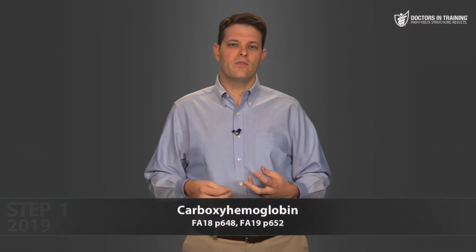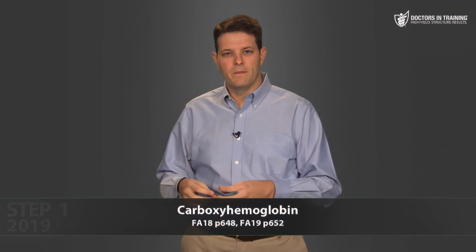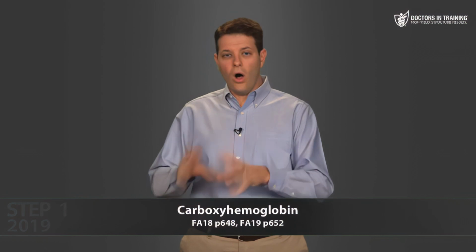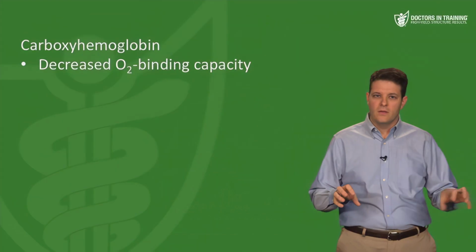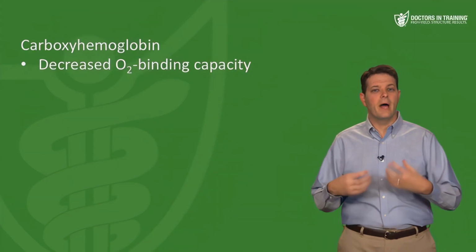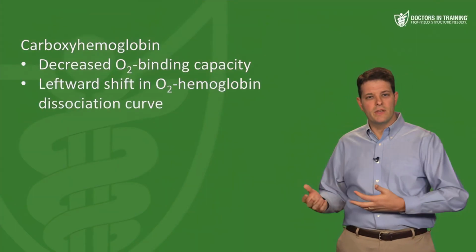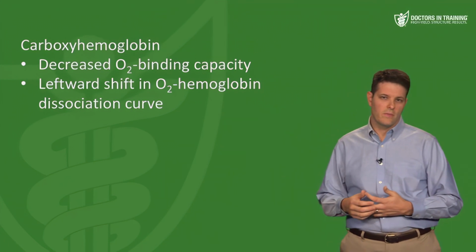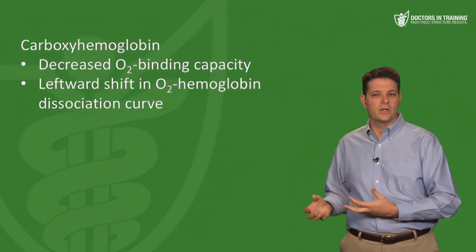Then the other clinically important toxic form of hemoglobin we want to talk about is carboxyhemoglobin. So this is a form of hemoglobin that's bound to carbon monoxide instead of oxygen. Hemoglobin's affinity for carbon monoxide is about 200 to 250 times greater than its affinity for oxygen. So in the presence of carbon monoxide, all the hemoglobin will preferentially bind to that rather than binding to oxygen. This causes a decrease of oxygen binding capacity with a leftward shift in the oxygen-hemoglobin dissociation curve. It's going to decrease oxygen unloading to the tissues.